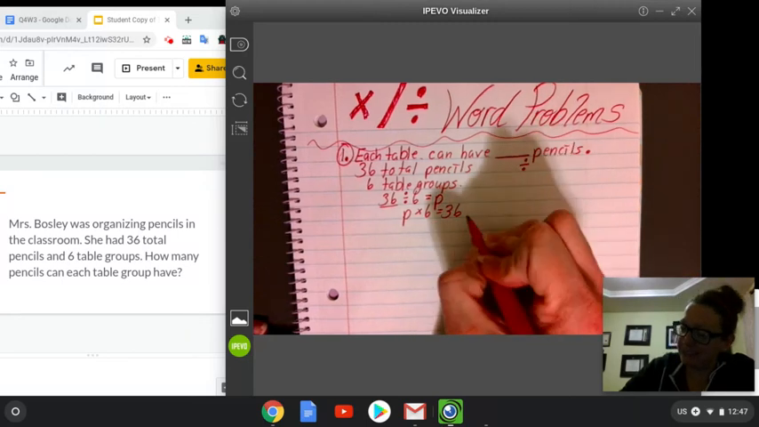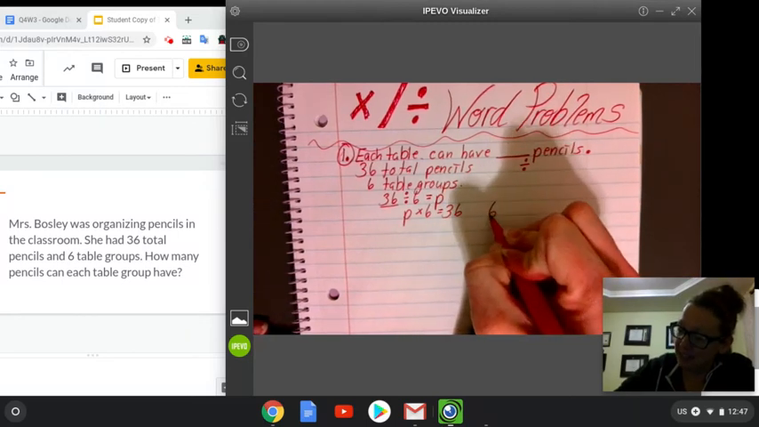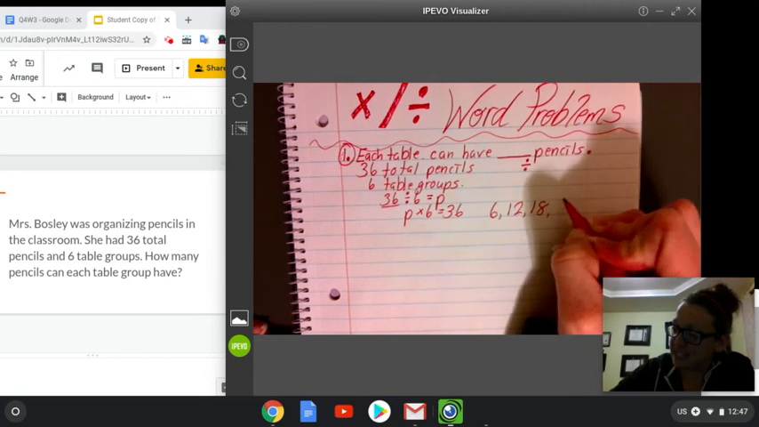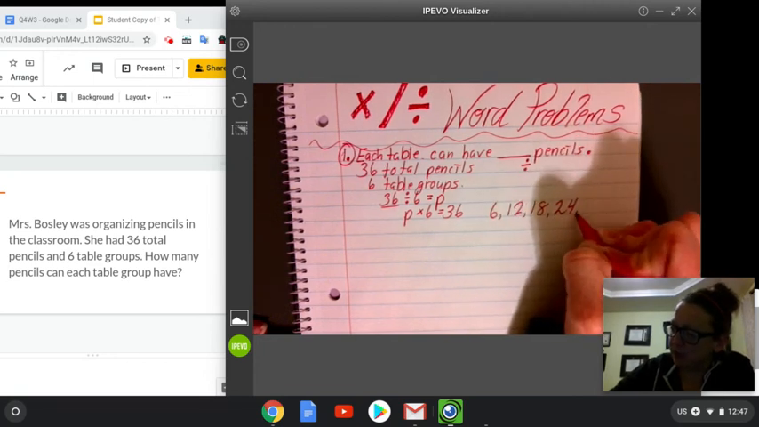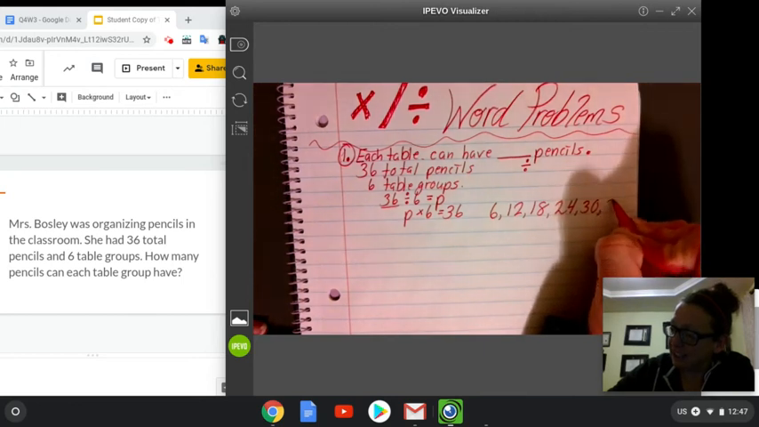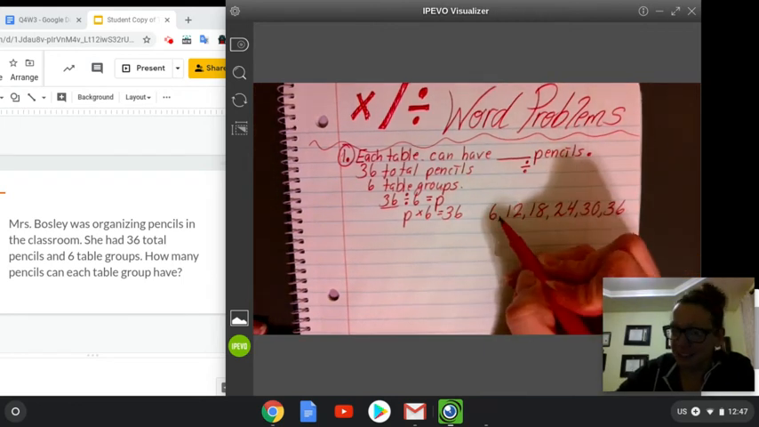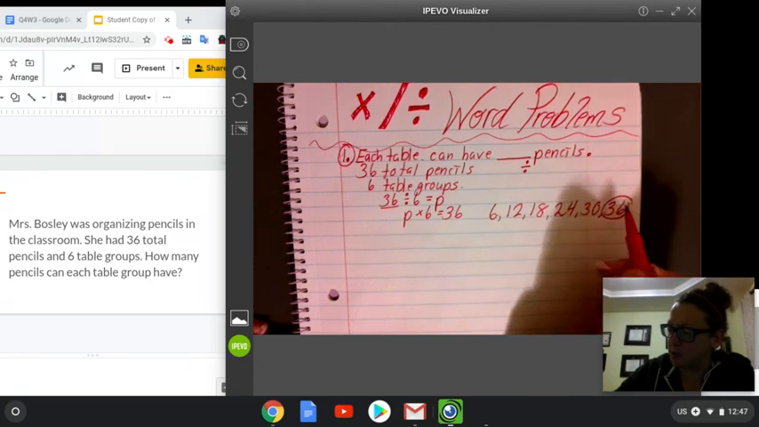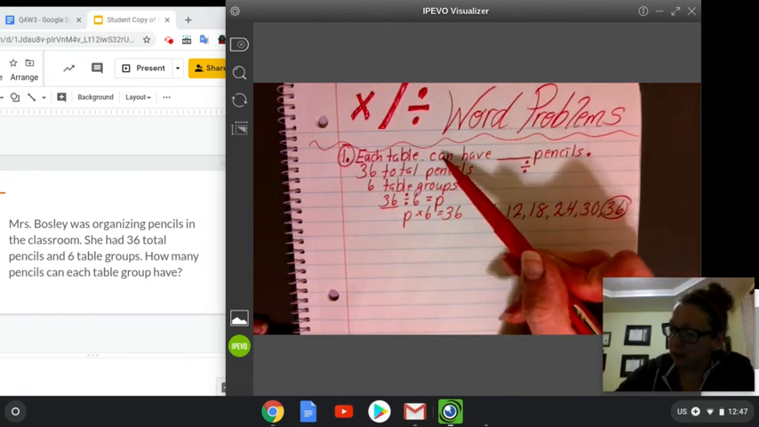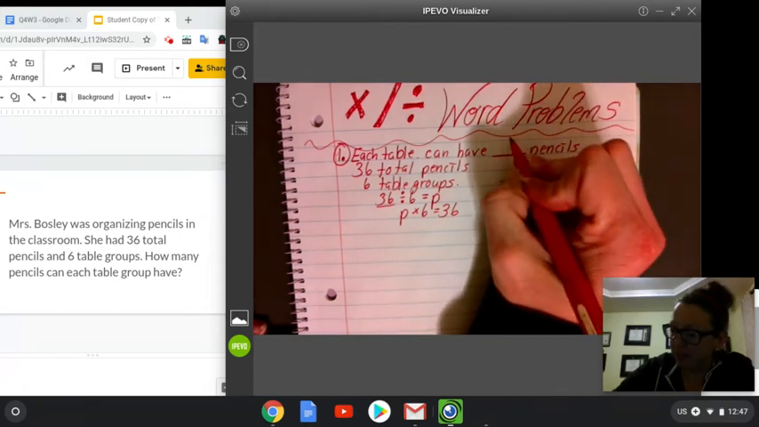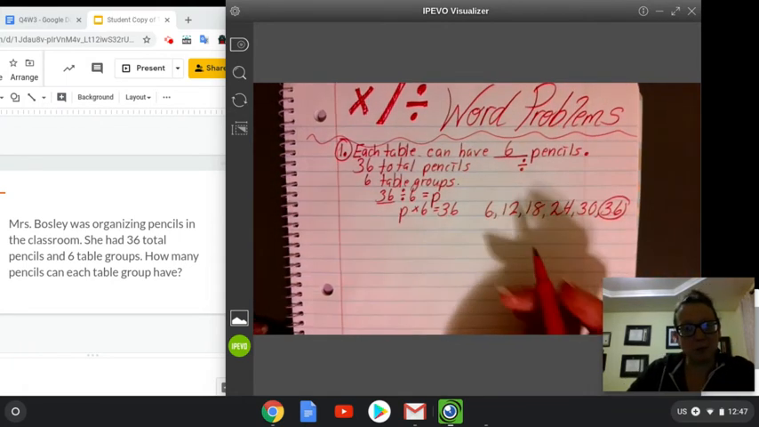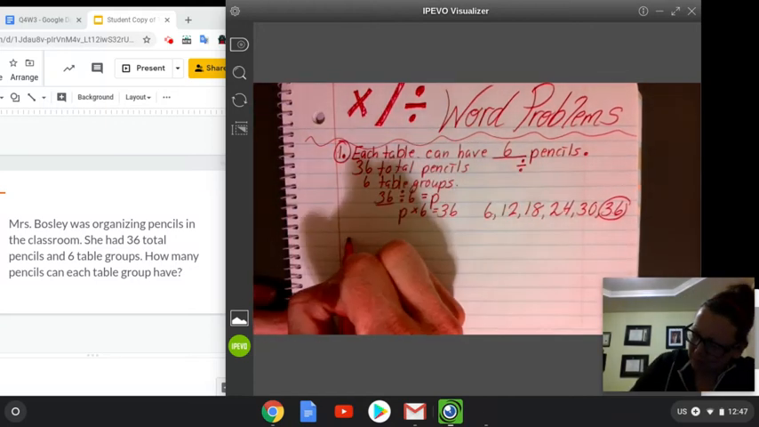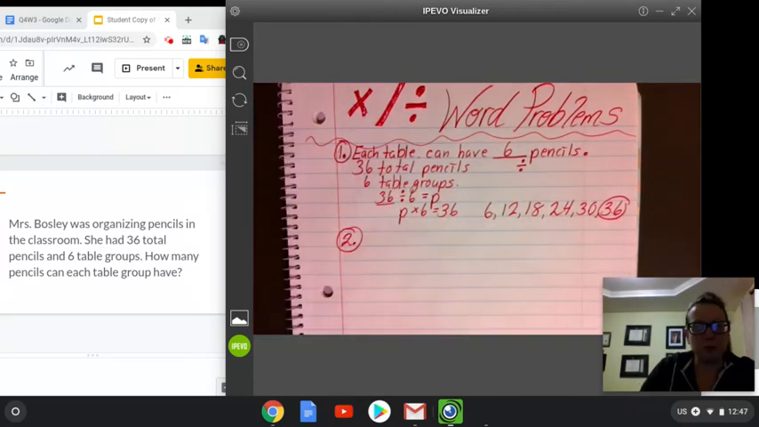Well, we can skip count by 6. So let's go ahead. 6, 12, 18, 24, 30, 36. So that's 1, 2, 3, 4, 5, 6 groups of 6. So each table can have 6 pencils. All right, number 2.